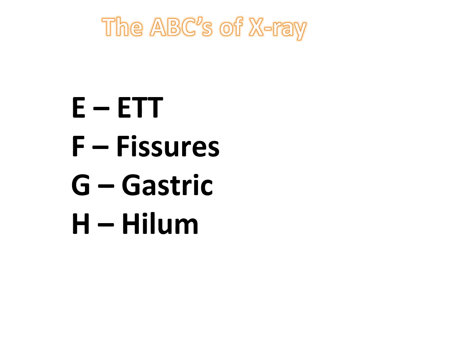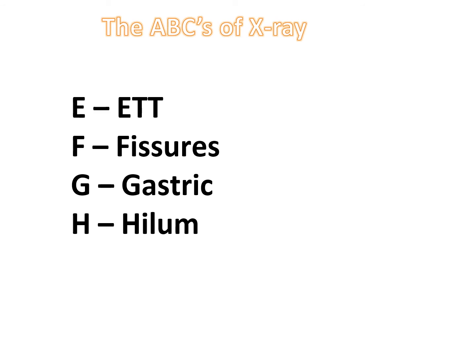Obviously, if they have an ET tube, we're looking to see if it's in the correct placement. We like it to be about 3 to 5 centimeters above the carina, so you have to know where to identify the carina on an x-ray. That's generally between T4 and T5, thoracic vertebrae.